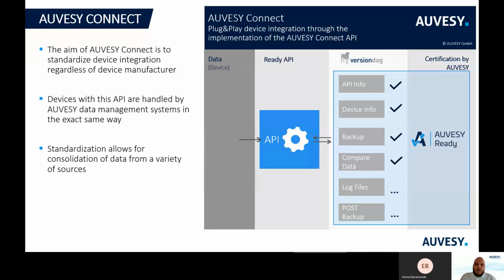By talking about all of these upload types, we also decided there must be an easier way to get devices integrated into versiondog. And that's why we thought about this functionality called Auvesy Connect. The aim is that we standardize device integration, regardless of device manufacturer, because in this case, we would work together with the manufacturer. We would provide them with the specifications, and they will be able to add this part, Auvesy Connect, in their devices using our standardized API to grab exactly the information we need in case of a backup, in case of compare files or any other necessary information.